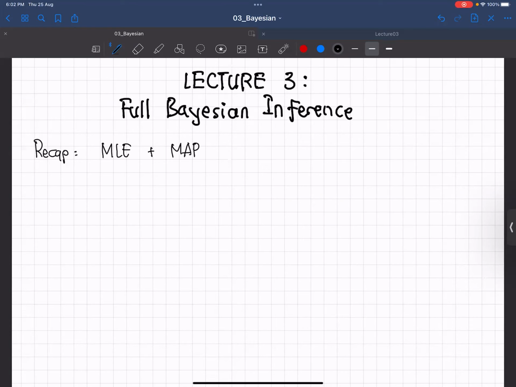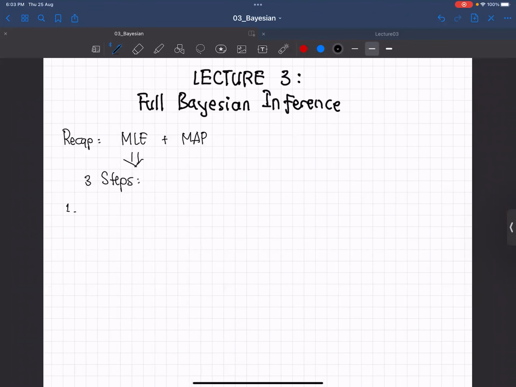So in MLE, like what we discussed previously on linear regression, we always start with 3 steps. So what are these 3 steps? What is the first step? Anyone? I think you know this. Can you shout a bit louder, please?